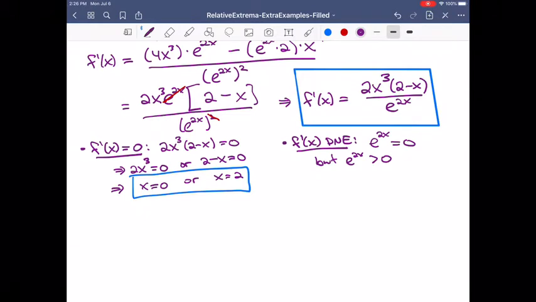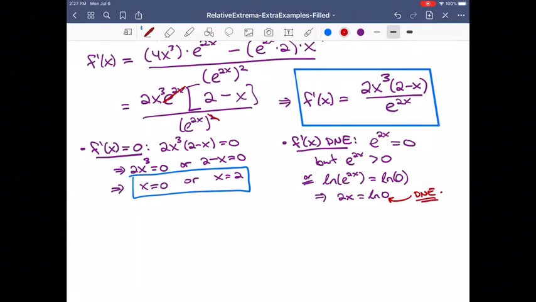Okay, now if you don't believe that, and let's say you try to take the ln of both sides, you could say ln of e to the 2x is equal to ln of 0. So that's the same thing as saying 2x is equal to ln of 0, but ln of 0 does not exist. Okay, so that's another way to see that there's no solutions here. Okay, so here we have no critical numbers. Okay, so these are our only critical numbers.